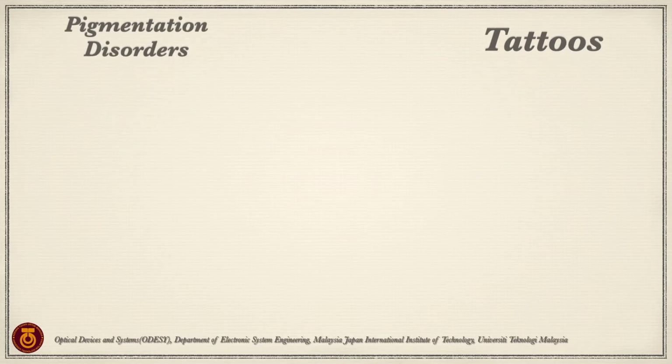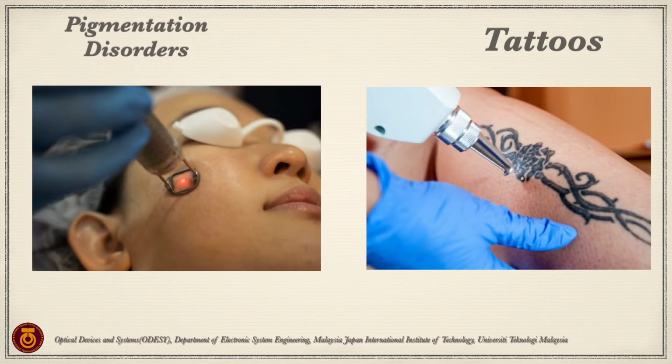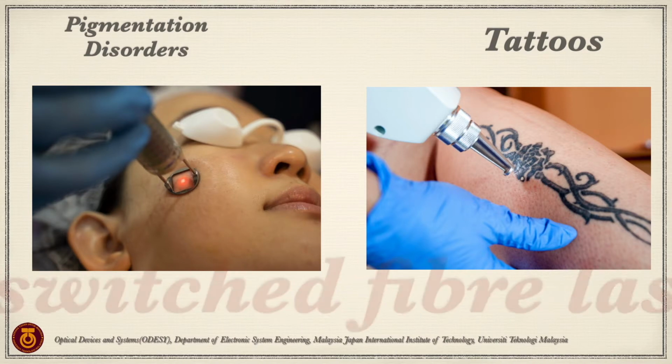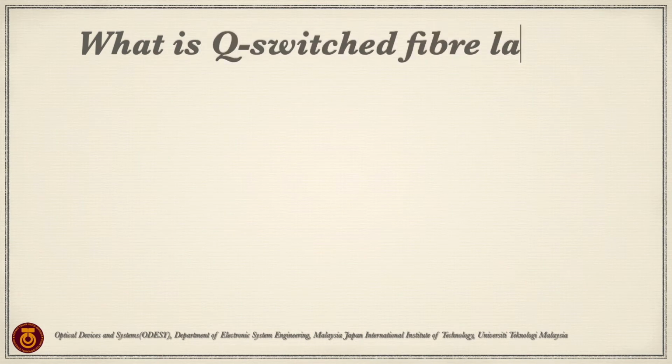In order to fade or remove pigmentation, which occurs naturally or artificially, the most common method is laser treatment. Nowadays, the commonly used laser is the Q-switch fiber laser. Hence, I would like to introduce to you the Q-switch fiber laser and how important it is.